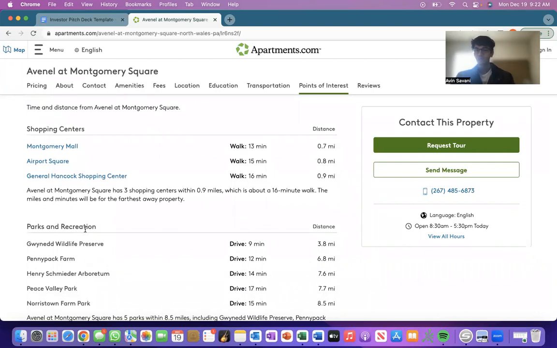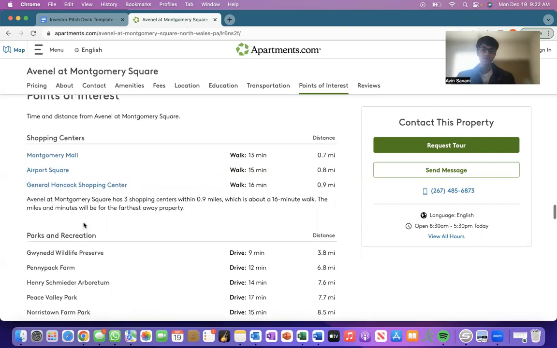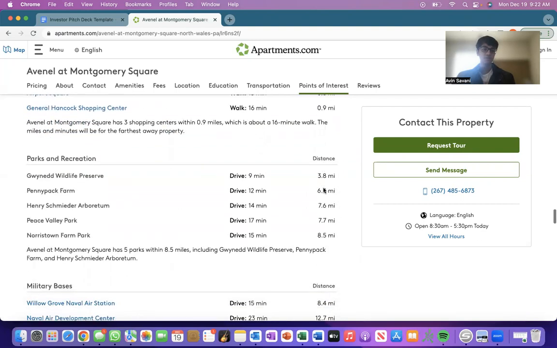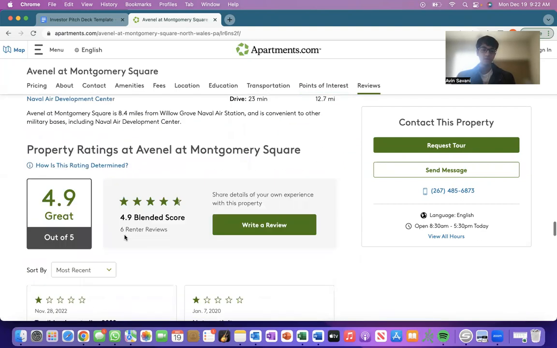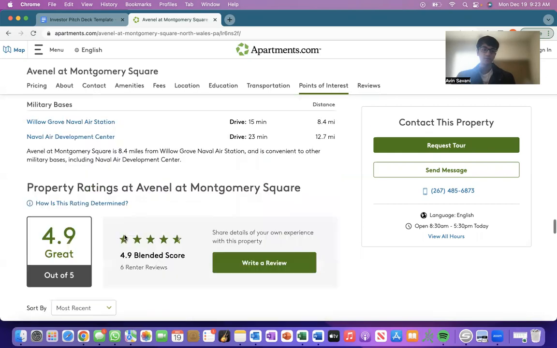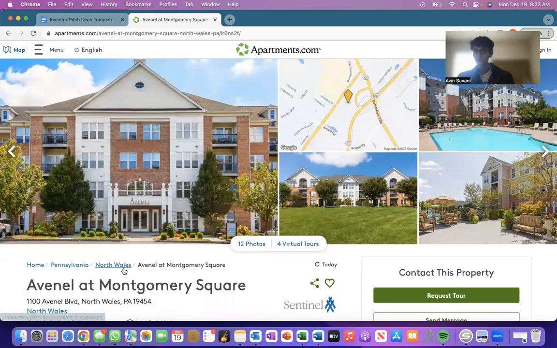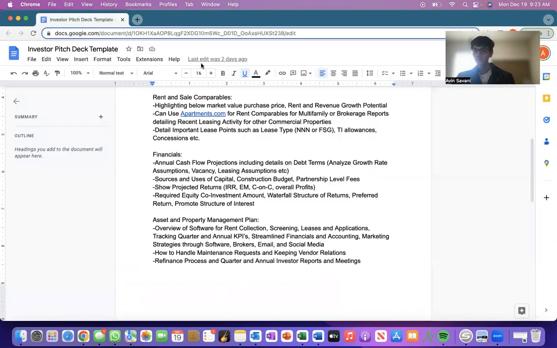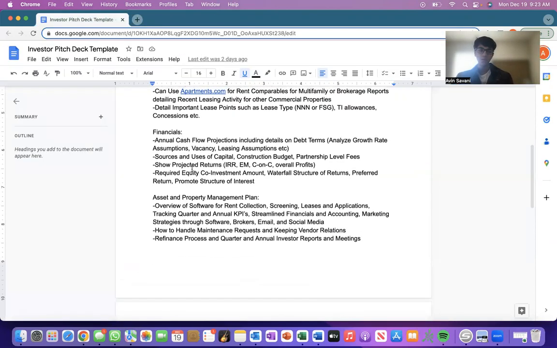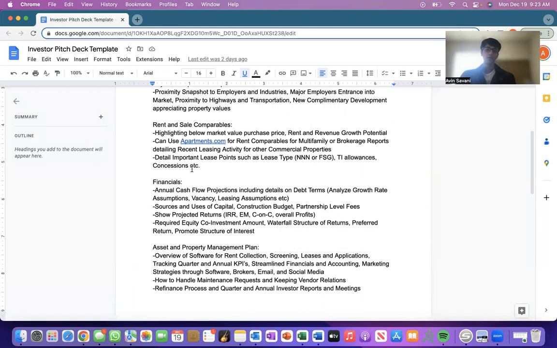So honestly, this is really all you need as far as a quick proximity snapshot, right? So all the shopping centers, see the walking distance, the driving distance, parks and rec, military base. And so yeah, this is awesome. I would highly recommend giving a quick search into apartments.com and utilizing this source for informing your investors how the area is doing, right? So yeah. And then basically brokerage reports also have a good amount of data as well.